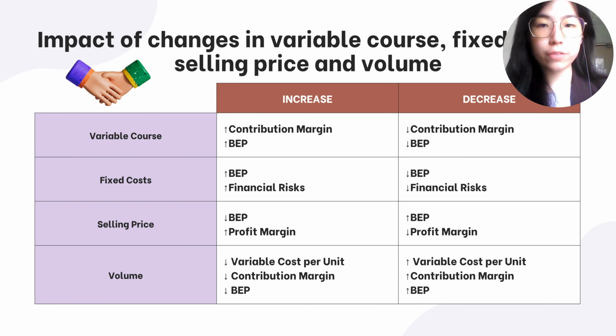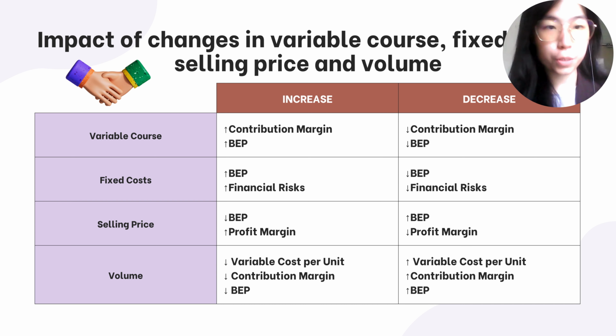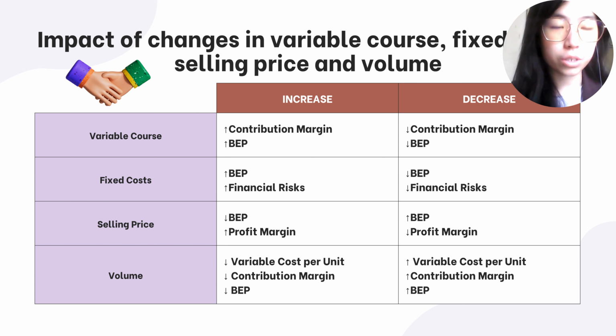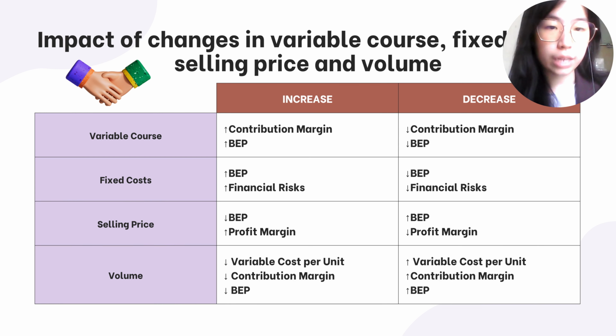So next is the impacts of changes in variable cost, fixed cost, selling price, and volume. First of all, for the variable cost, when there is an increase in variable cost, it will affect both the contribution margin and also break-even point by causing both of them to increase. On the other hand, when there is a decrease in variable cost, the contribution margin and also break-even point will decrease. Next, for the fixed cost. When the fixed cost increases, the break-even point and also financial risk of the company will also increase. On the other hand, when the fixed cost decreases, both the break-even point and also the financial risk faced by the company will also decrease.